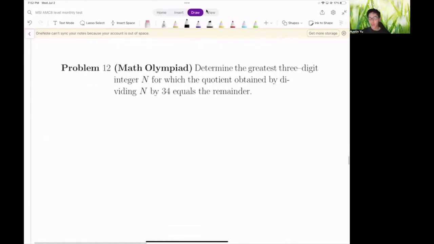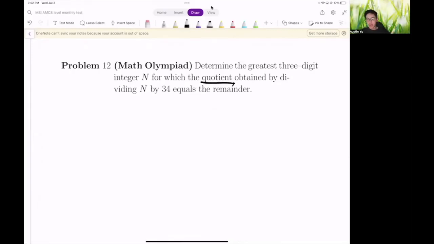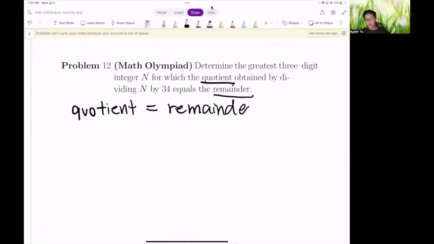Problem 12. Determine the greatest three-digit integer n for which the quotient obtained by dividing n by 34 equals the remainder. Do you guys understand what this problem is asking? The final answer and the remainder must be the same. Quotient equals remainder. So let's solve this first.